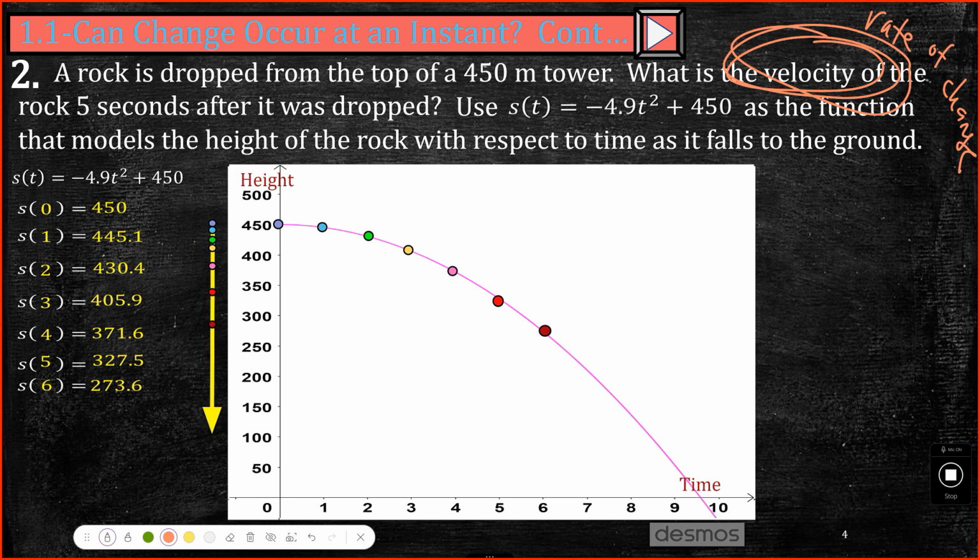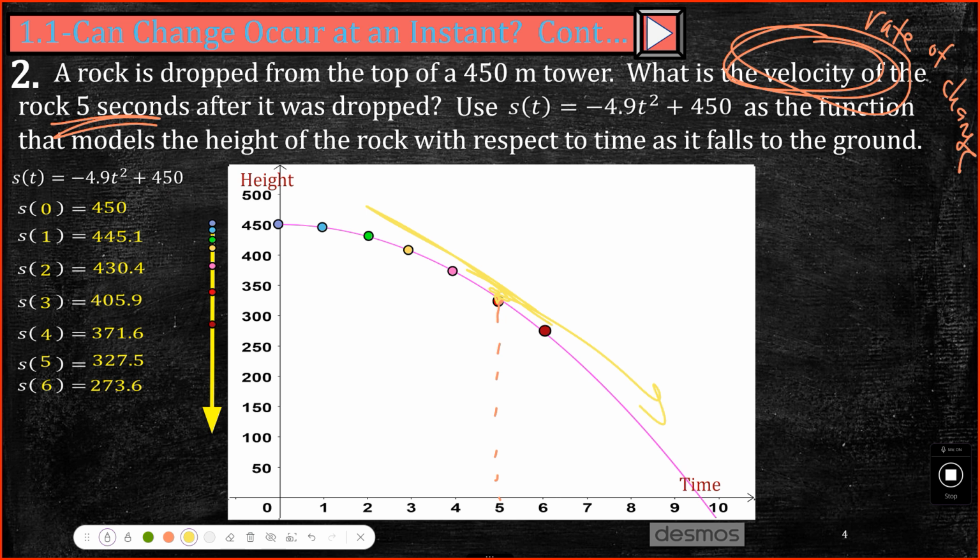So we want to know what is the velocity at t equal to 5 seconds. So at 5 seconds, which is right here, what is the tangent line? It's basically what we did in the previous problem. What is the slope of this tangent line? That's the question again. Everything else we do know.